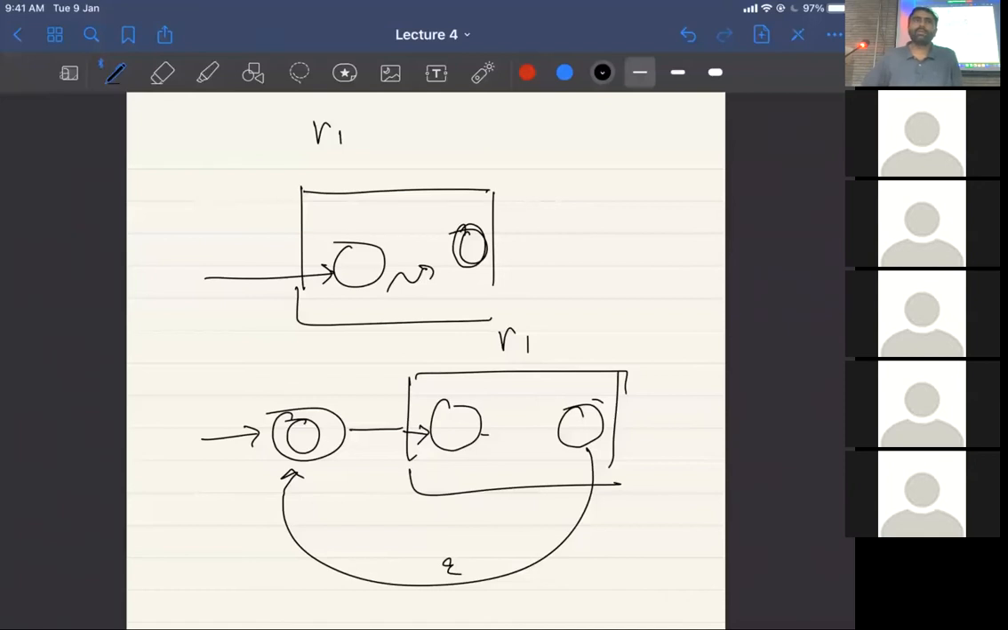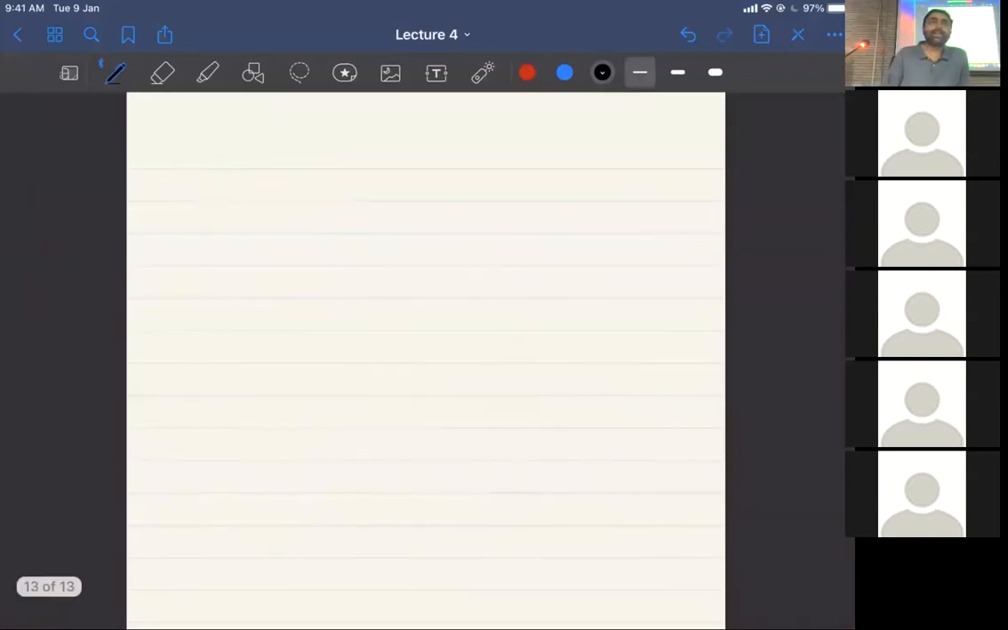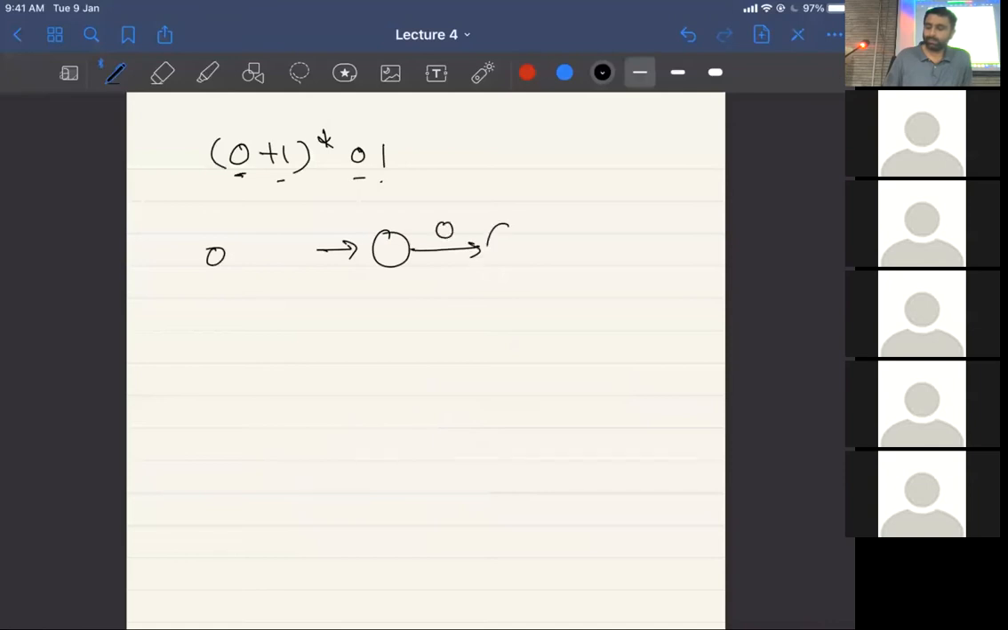Okay. Clear? So let's start with a very simple example, and that example was (0 plus 1) star 0 1. In this expression, we have one atomic expression here, one here, and one here, right? So what is the NFA for just 0? This is the NFA for 0. What is the NFA for 1? Same thing, just replace 0 with 1.